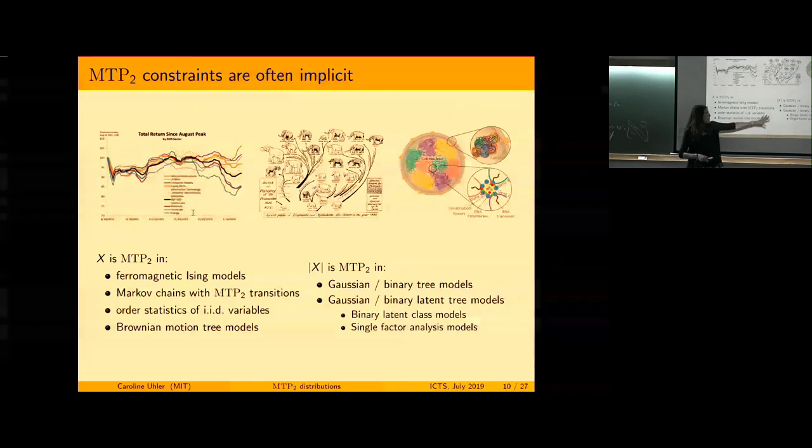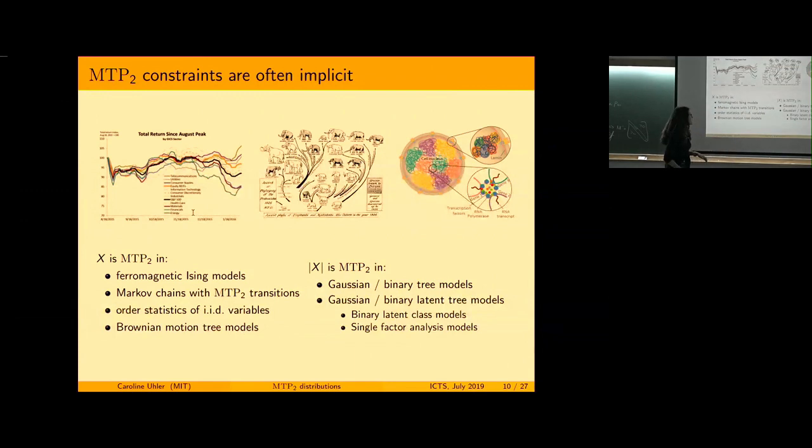Okay, MTP2 is probably implied also by many other things, but we just don't know. It would be nice to have a nice characterization of what actually implies MTP2. We have some list here, but this is kind of what we've been working on, looking for trees or tree models. In particular, if you look at phylogenetic data, you'll always see MTP2 distributions.